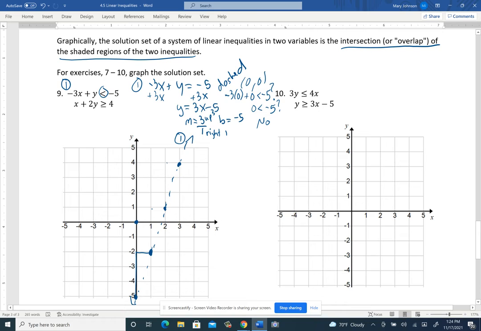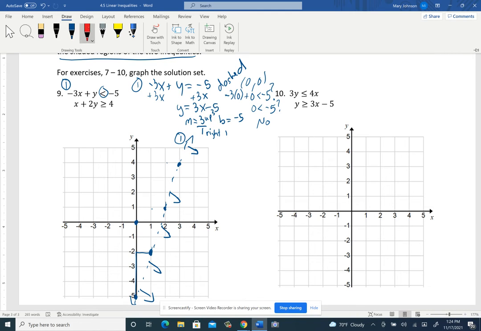Now, you could do a nice shading of the appropriate side. It gets kind of messy when I do that, so I'm going to do little arrows. So 0 didn't work. It didn't make it true. So I should shade this side of that line. So I'm just making little arrows to remember that's the side I'm going to shade. Okay. Now I'm going to graph the other line.